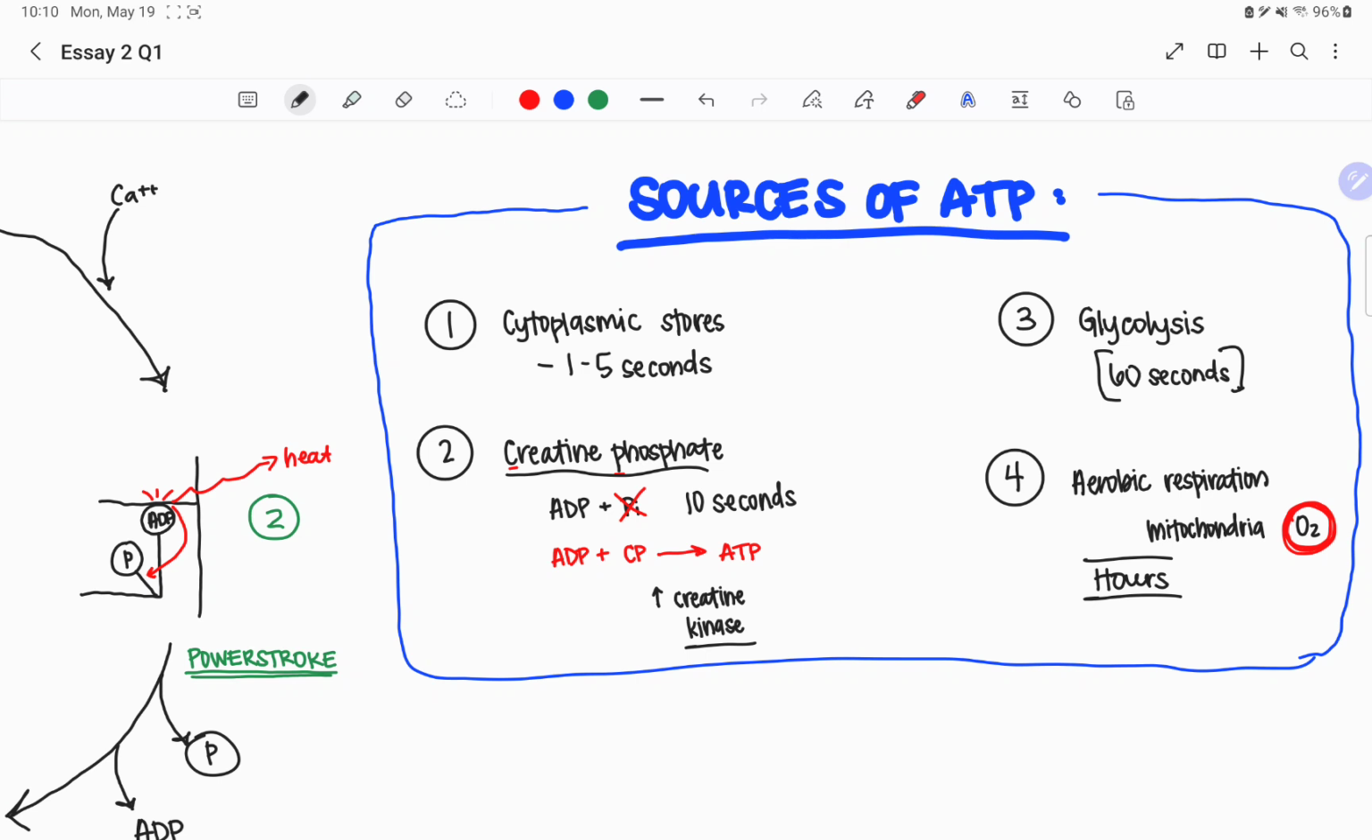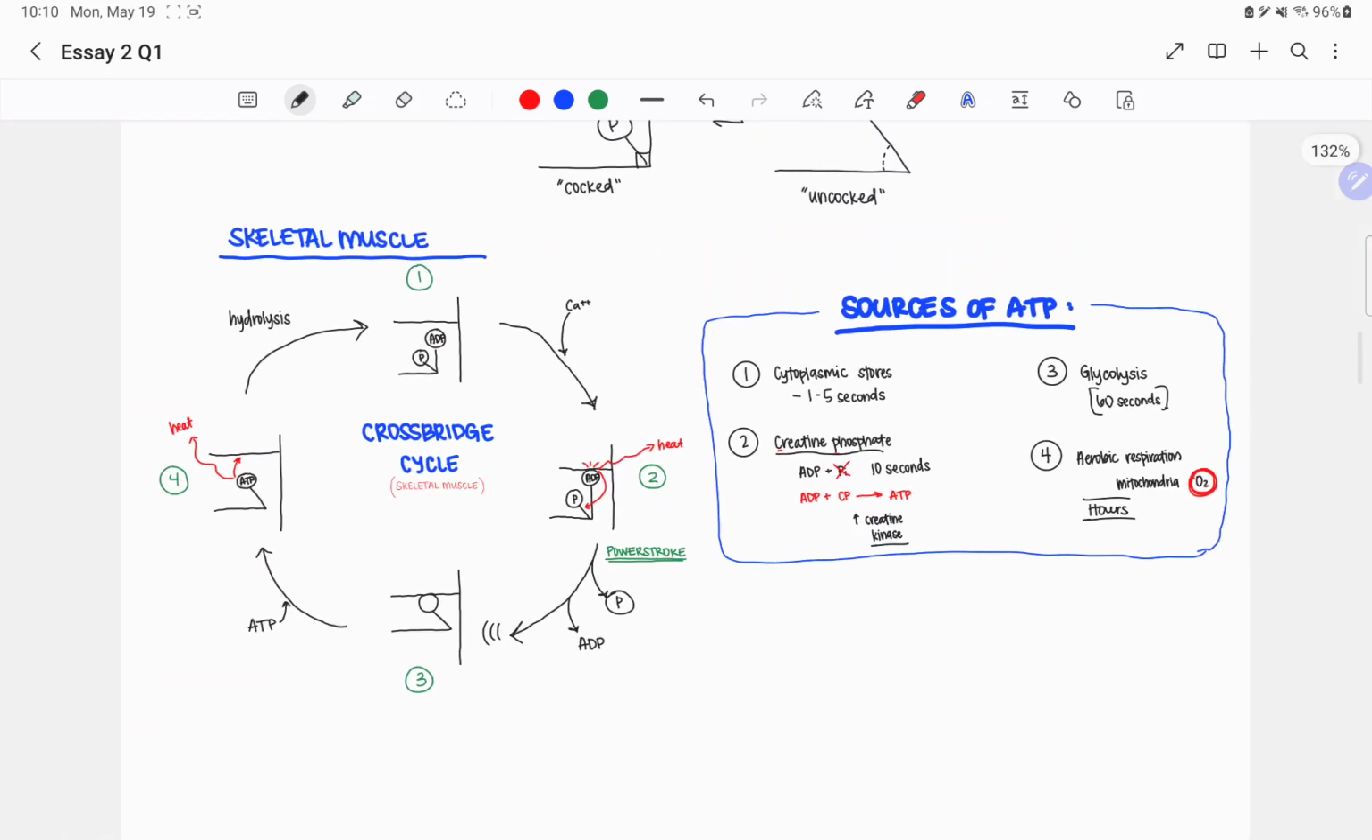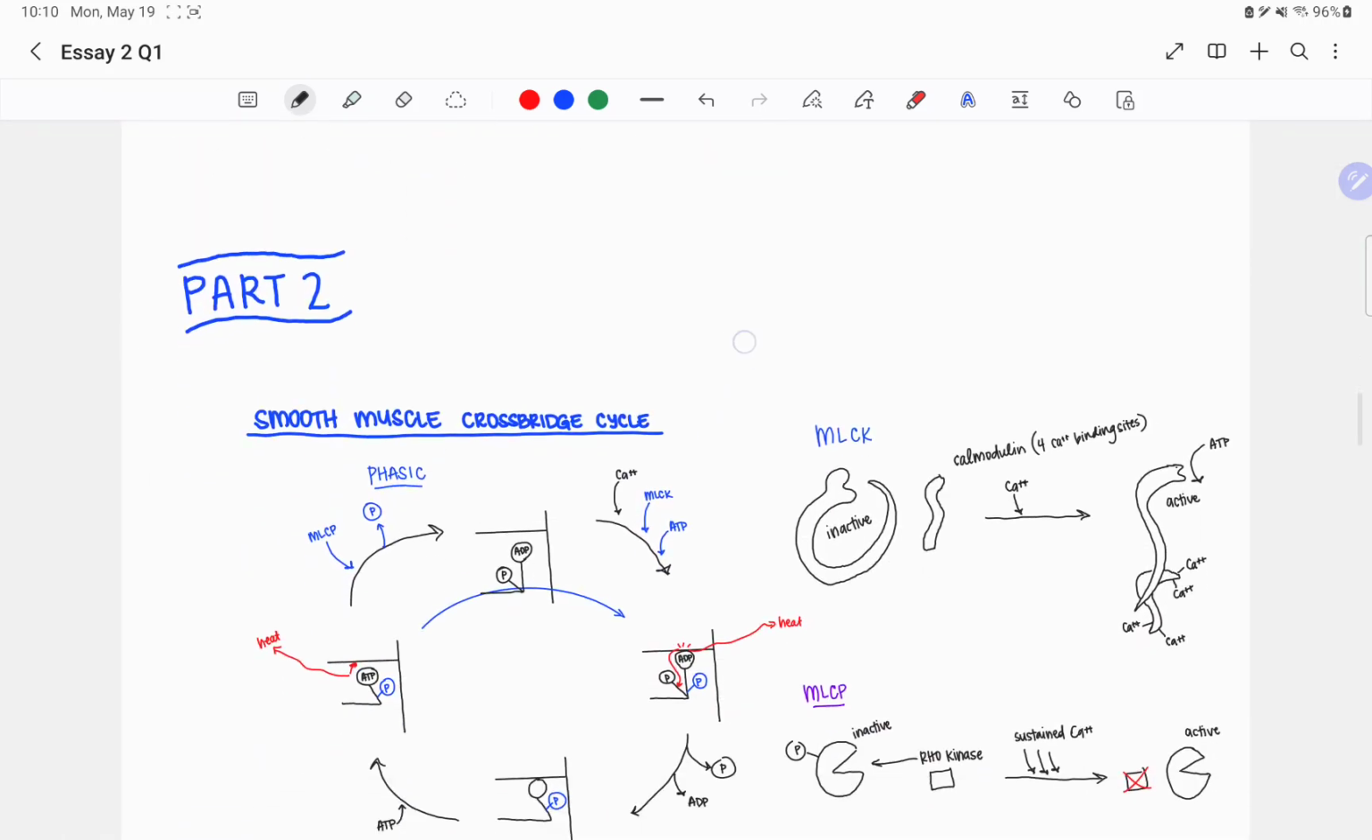Aerobic respiration, you're using oxygen in your mitochondria to create ATP. This is more like walking or jogging or things that you need to be able to do for a really long time without gassing yourself out. Okay, so it's not super efficient if you need it in a high intensity moment, but overall, it's going to create the most ATP and keep you going the longest. I hope all that made sense. We're going to move on to part 2.